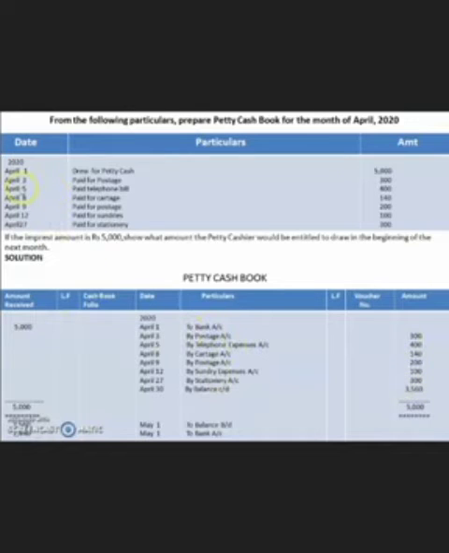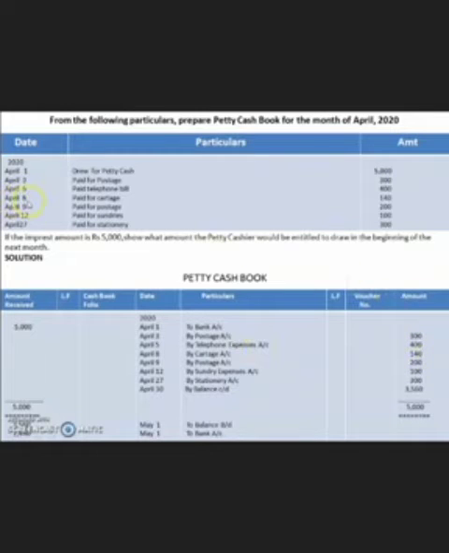Now let us see what are the expenses related to the month of April. April 3, paid for postage 300. So this is the first expense. So in April 3, you have to write by postage account. In the amount column, you have to write rupees 400. Next is on April 5. Telephone expenses paid. The amount given to you is 400. That you can record in the particular columns as April 5 by telephone expenses account 400.